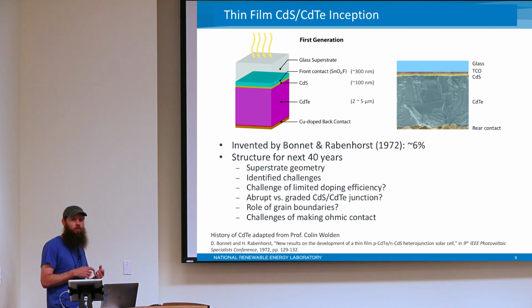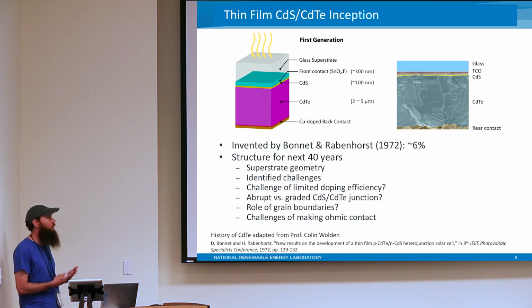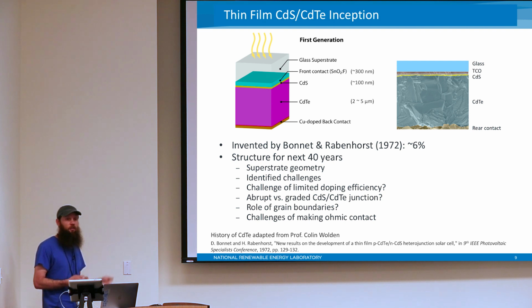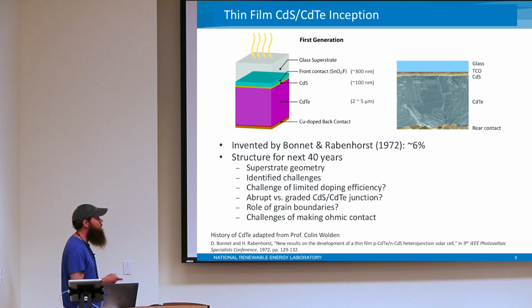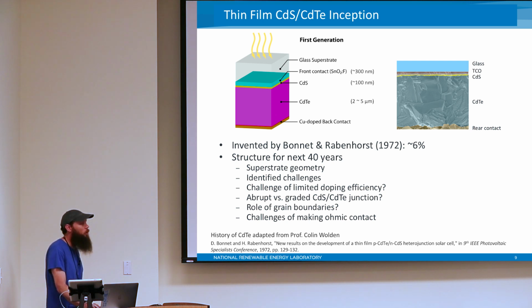How do you dope it well? Is it good to have an abrupt junction at the emitter, or do you want it to be graded? And this is a polycrystalline technology, so dealing with the grain boundaries: are they good, are they bad? And making an ohmic contact to the device is actually very challenging. The work function is about 5.9 eV or so.